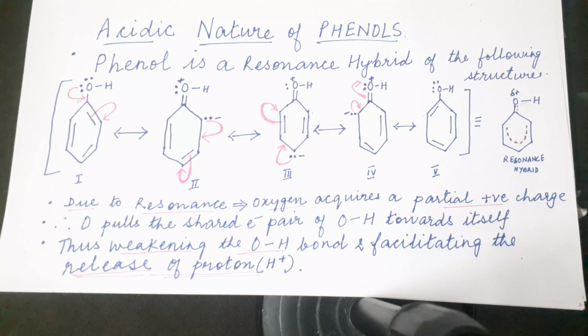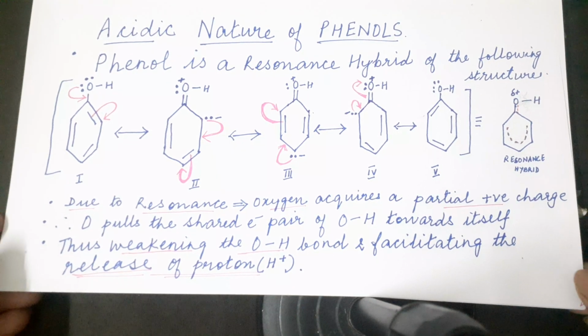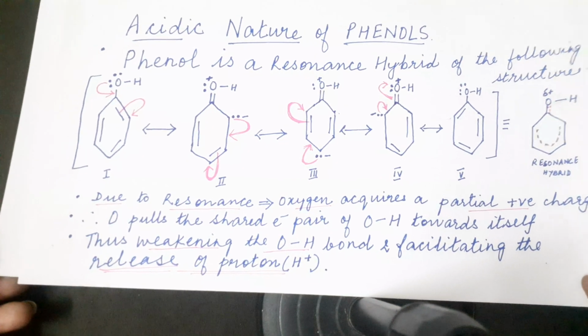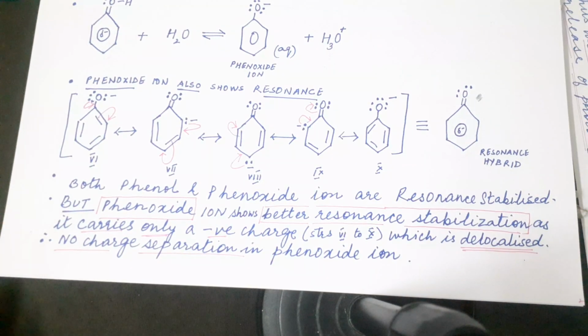Because of developing a partial positive charge due to resonance, oxygen has a great tendency to attract this shared pair of electrons towards itself. Of course, it is already electronegative. On top of it, it has got a partial positive charge. So, the tendency to attract this shared pair increases, weakens the bond, and allows for release of H plus ion from the phenolic entity, and thus showing its acidic character.